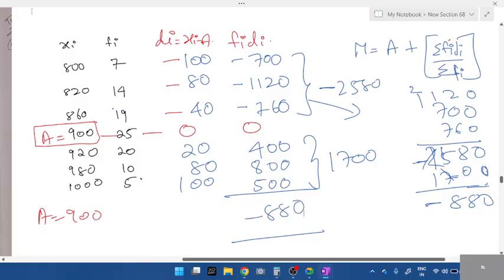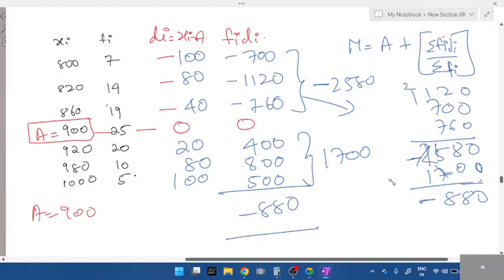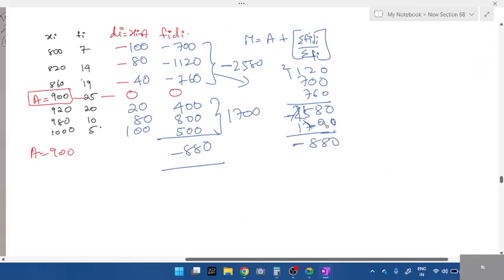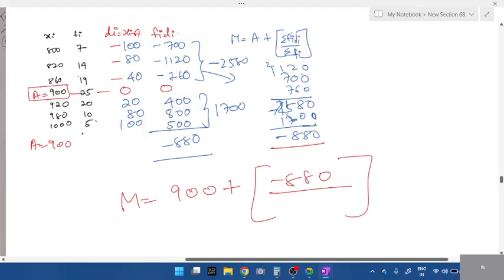Is it clear? Just imagine, even when you're alone, imagine someone is next to you, and you're just teaching them. That is how we have to study. Okay, minus 880 is the answer, students. Now this minus 880 will be substituted in the formula. Mean is equal to A, which is 900, plus minus 880 divided by the summation of Fi. Calculate the summation of Fi. What is it?